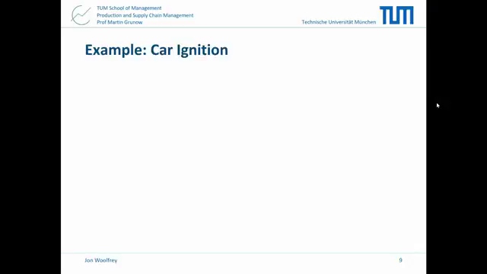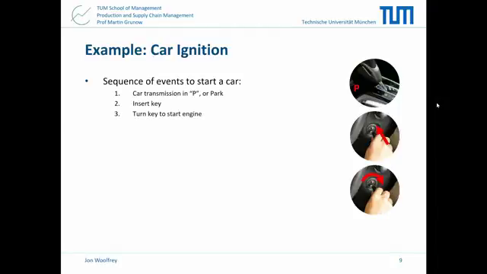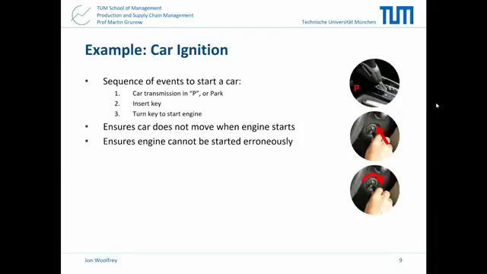Here's another good example, car ignition. So how do we start a car? Well, the sequence of events involves first having your car in transmission in P or park. Then we have to insert the key, and then we turn the key to start the engine. And so this ensures the car does not move when the engine starts, but it also ensures the engine cannot be started erroneously. So a lot of new cars now don't have this kind of key ignition, but it relies on the proximity of the driver being in the car with the key to push the button.